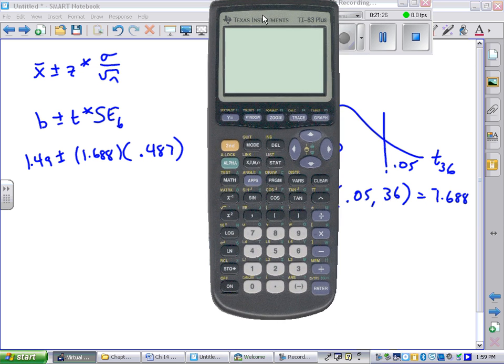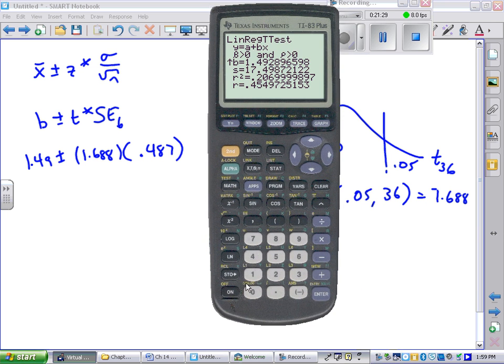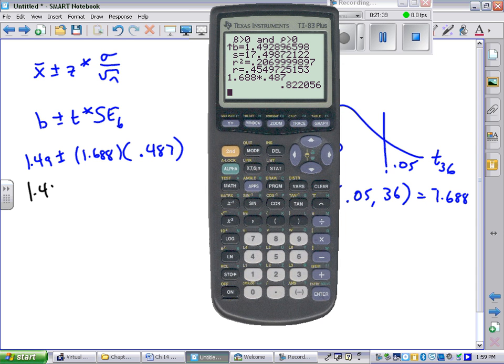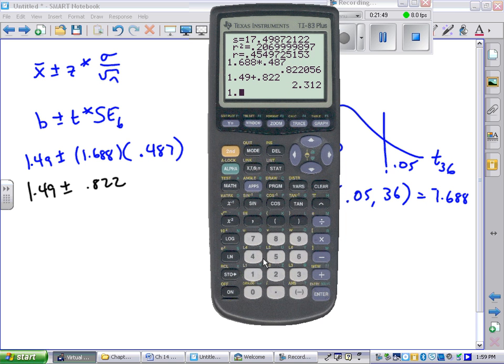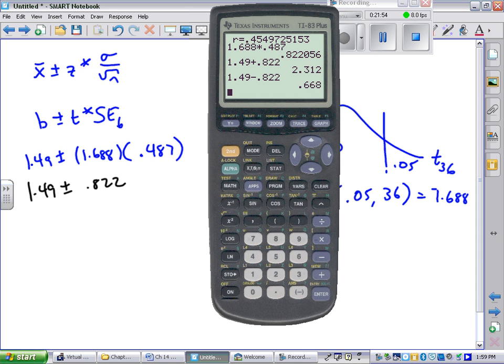We actually use the positive 1.688. And then I'll use my calculator to go 1.688 times 0.487. So I got 1.49 plus or minus 0.822. 1.49 plus 0.822. 1.49 minus 0.822. So I'm 90% sure the true answer is in there.